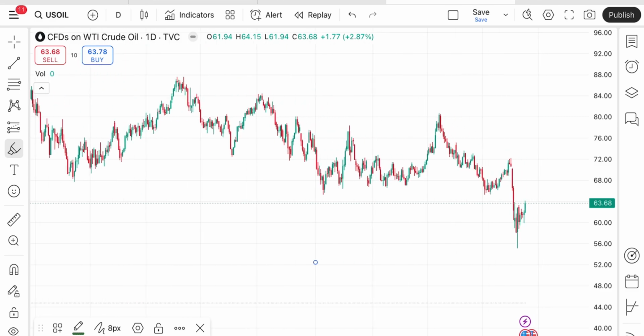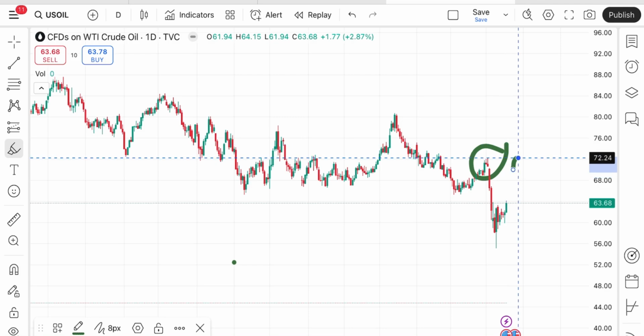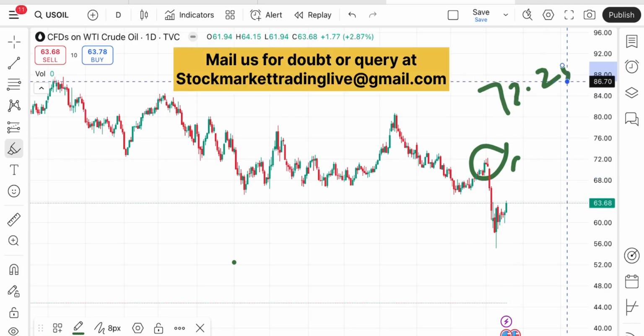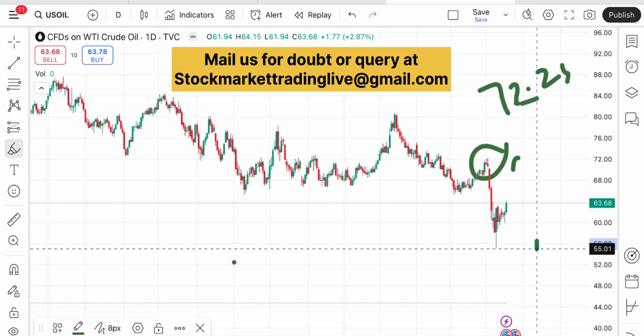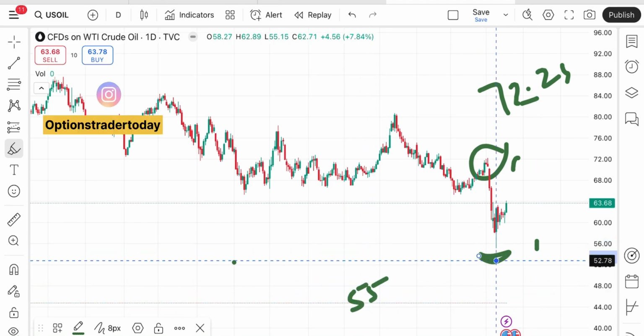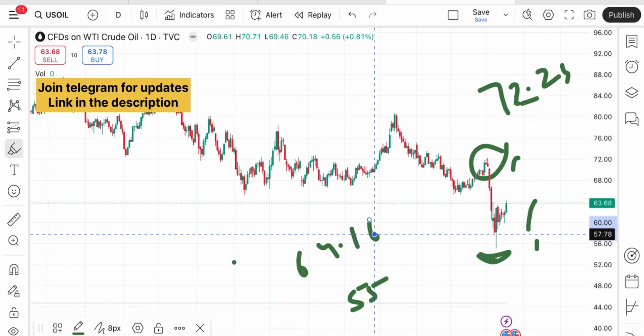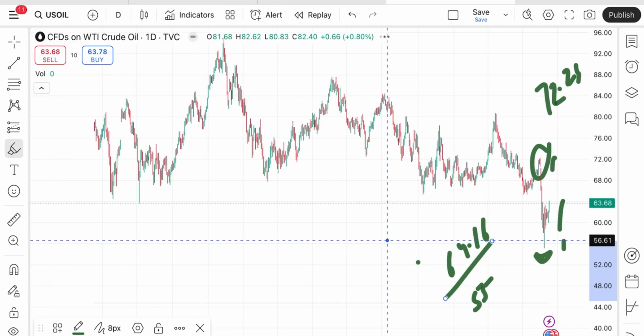If you look at this particular trend, we have seen that after making a high of around 72.24, it is continuously downside and it has made a low of around $55. Then a swing after the tariff got paused. We have seen a rise and it has made a high of around $64.16. This is the high we have seen.